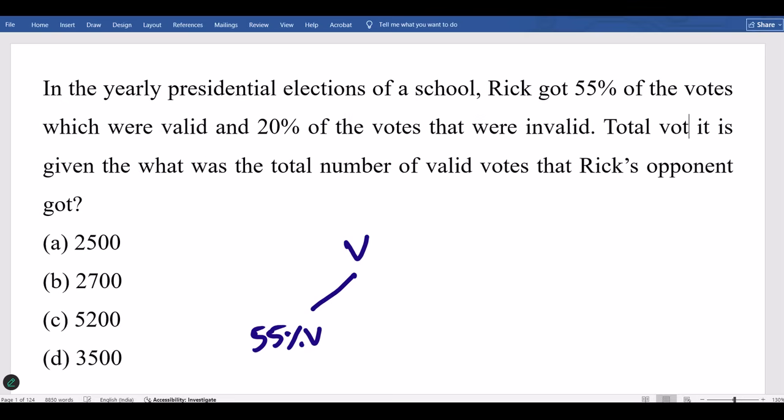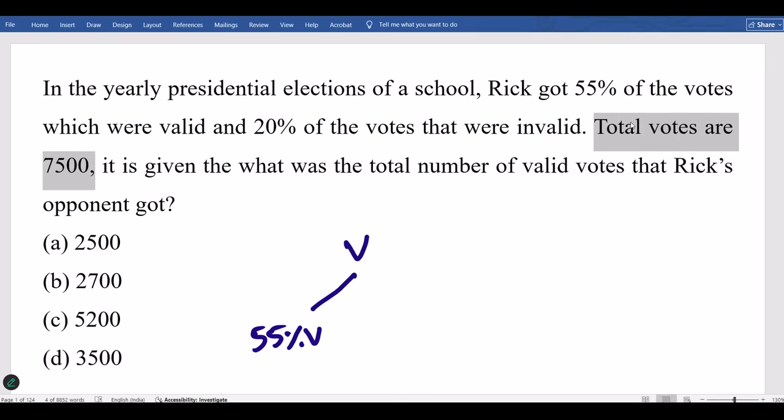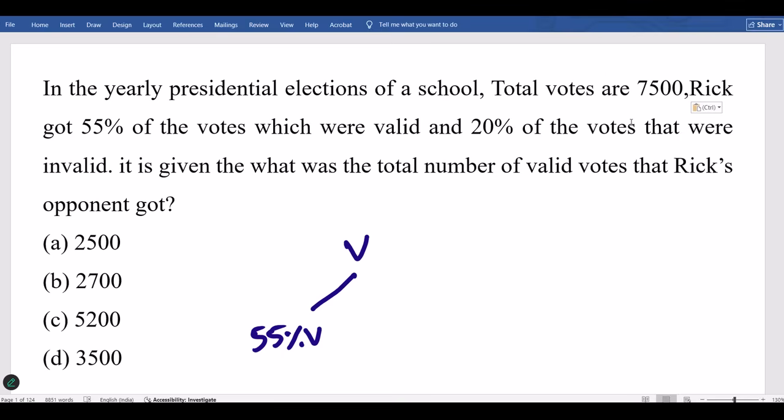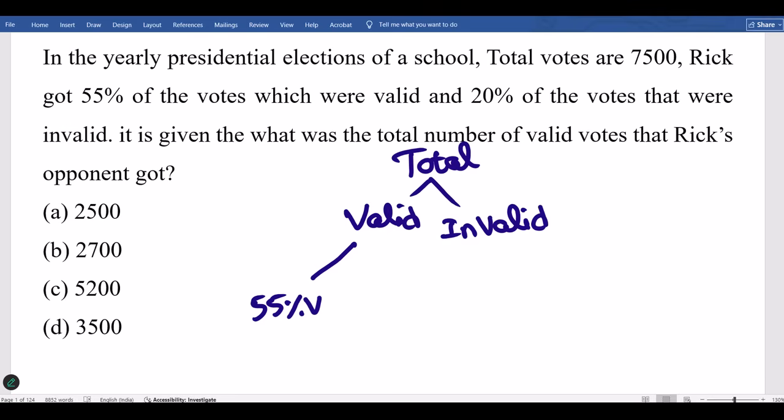Total votes are 7,500. Somewhere one line is missed in typing, but you can see in the question that it is given. Total votes are 7,500. 55% of the votes are valid and 20% of the votes were invalid. So from the total, valid and invalid will be there. Among the valid only, Ricky will get his votes. The other person, the opposite candidate, is here.